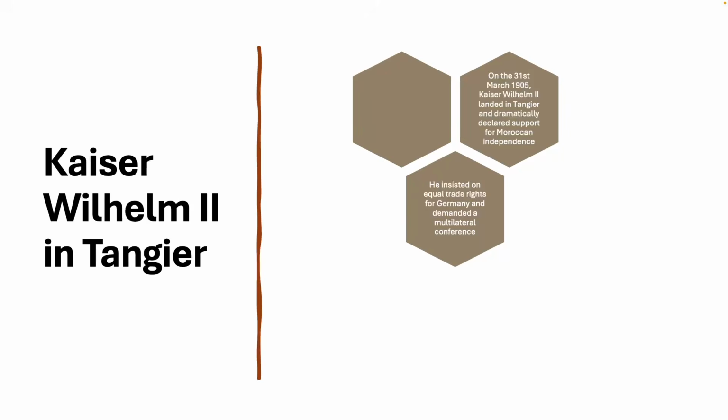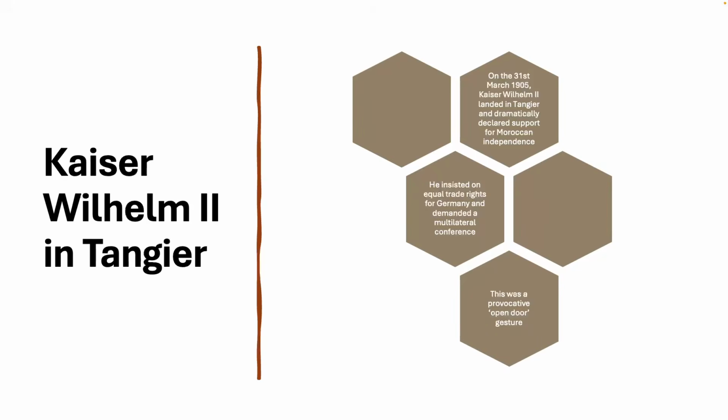He basically barges his nose into the situation and puts his cards on the table as a European power dramatically supporting the indigenous population of the Sultan and the independence of Morocco. This, of course, was very, very provocative. This was a provocative open-door gesture that was also elucidated in his speech when he went to Tangier, and it aimed to disrupt the growing entente between Britain and France.